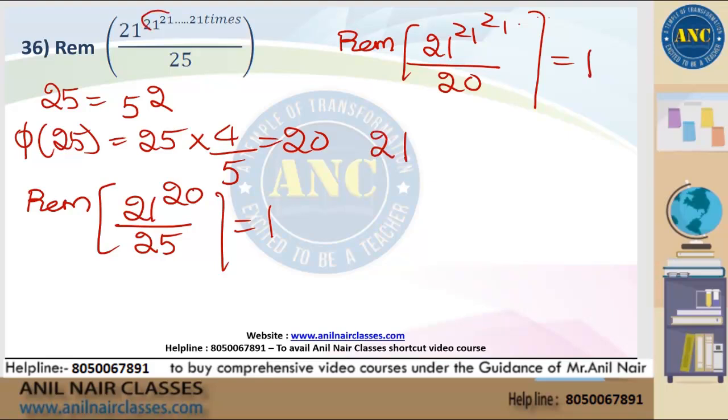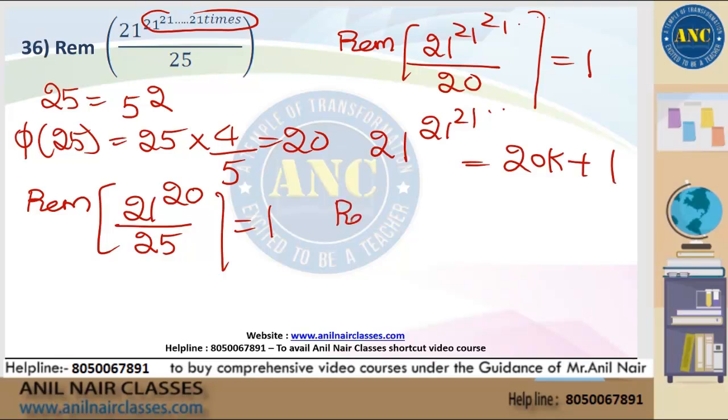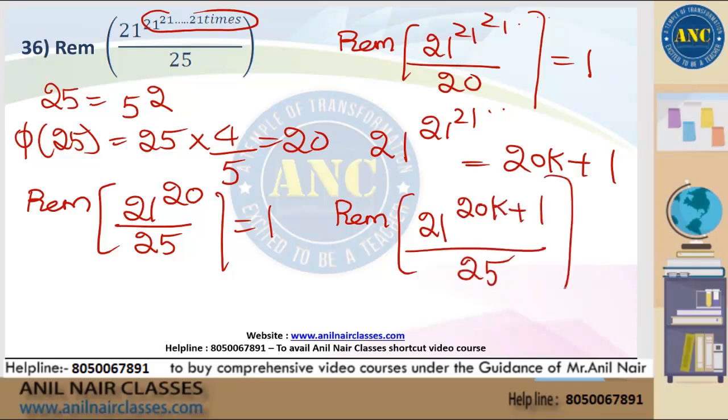So total power can be written as divisor into quotient plus remainder. So this will become remainder of 21 power 20k plus 1 divided by 20, which is nothing but 21. I hope it is clear why it is 21. This is nothing but 1. 21 by 25 is 21. I hope the idea is clear.